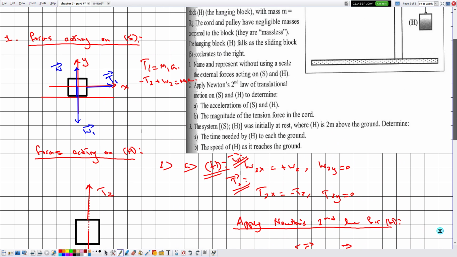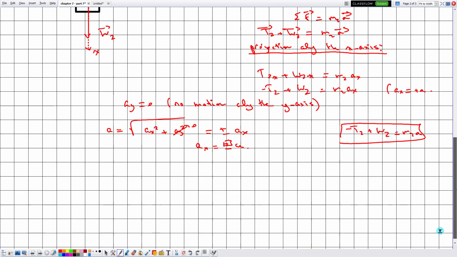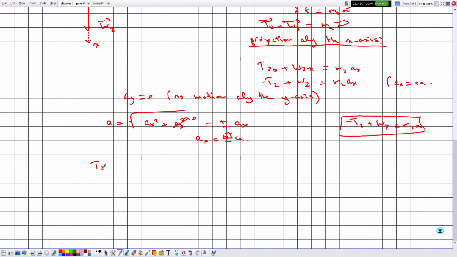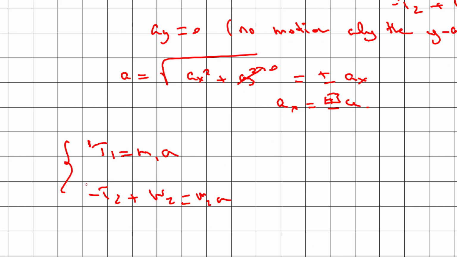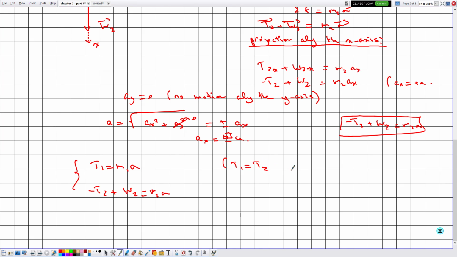Now we need to determine the value of the acceleration. We have two equations in unknowns, and let me say that T1 is equal to m1a as well as minus T2 plus W2 is equal to m2a. So how many unknowns do we have? We have 1, 2 and 3. This is the same unknown. Here let me say that T1 is equal to T2. The reason is given by an inextensible string, as well as a is equal to a1 is equal to a2.